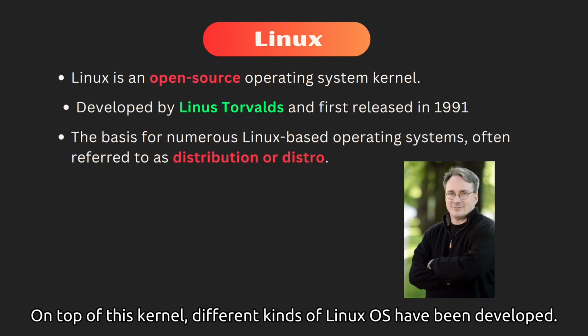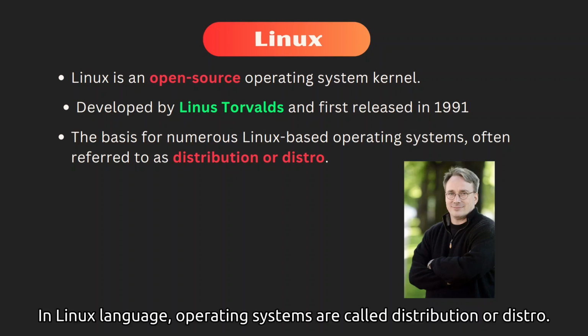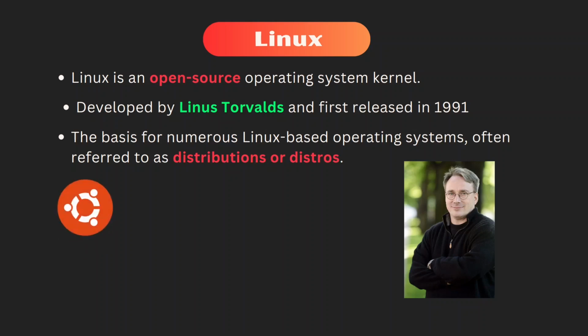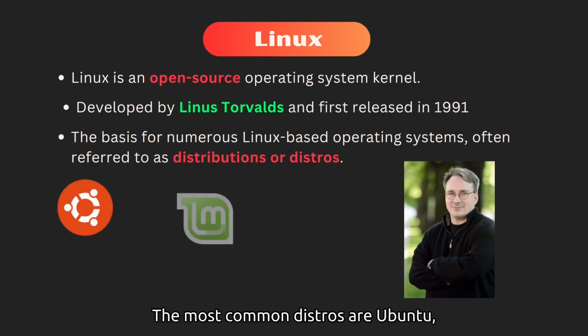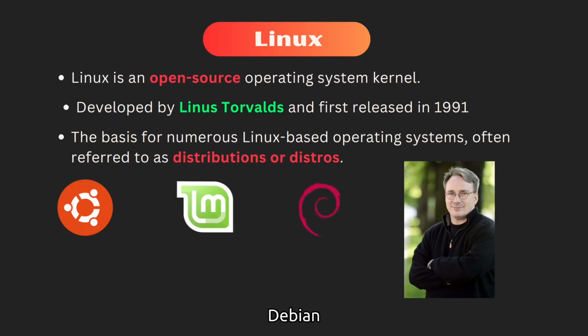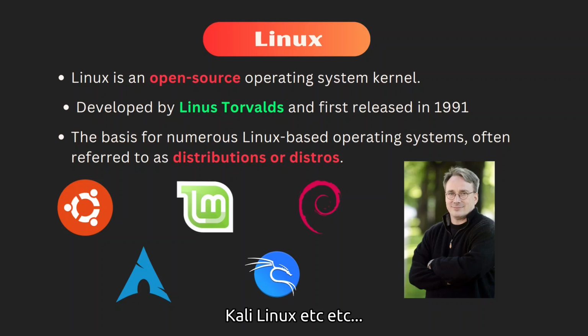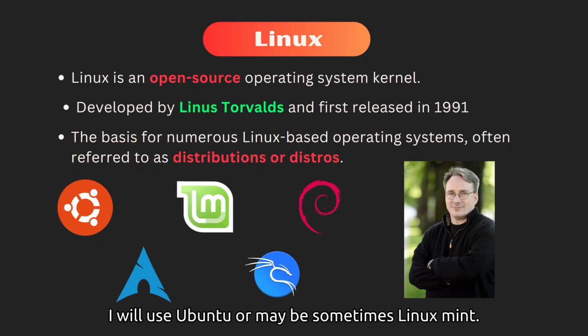On top of this kernel, different kinds of Linux OS have been developed. In Linux language, operating systems are called distribution or distro. The most common distros are Ubuntu, Linux Mint, Debian, Arch Linux, Kali Linux, etc. Each of these distros has its own specialty. For all of my videos, I will use Ubuntu or maybe sometimes Linux Mint.